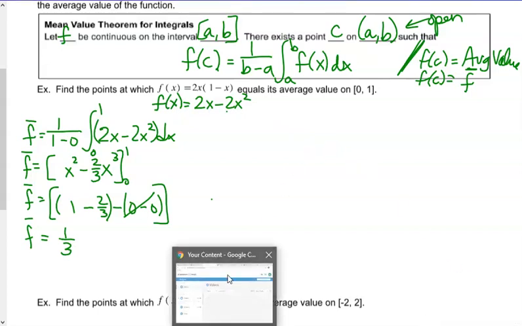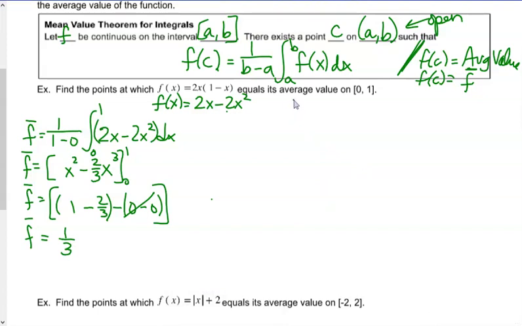I normally will put it in terms of x. So here, we want to know f of c equals 1/3, or where is f of x equal to 1/3? And then when you solve for x, x is going to be your c value. So I'm going to set 2x minus 2x squared equal to 1/3, and I have to solve this.